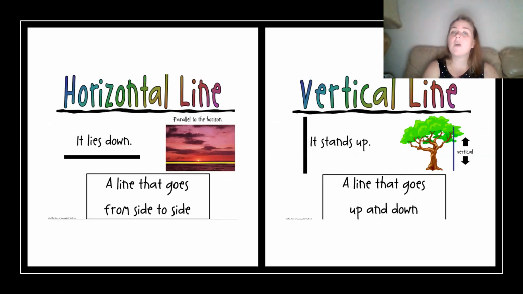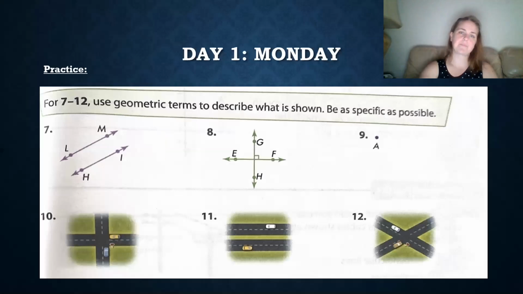All right, so then there are 2 other kinds of lines. There are horizontal lines and vertical lines. I am sure that you have learned about these in previous years, but a horizontal line lies down. So it goes from side to side or left to right. A vertical line stands up, so it goes up and down. Just like a tree, it goes up and down.